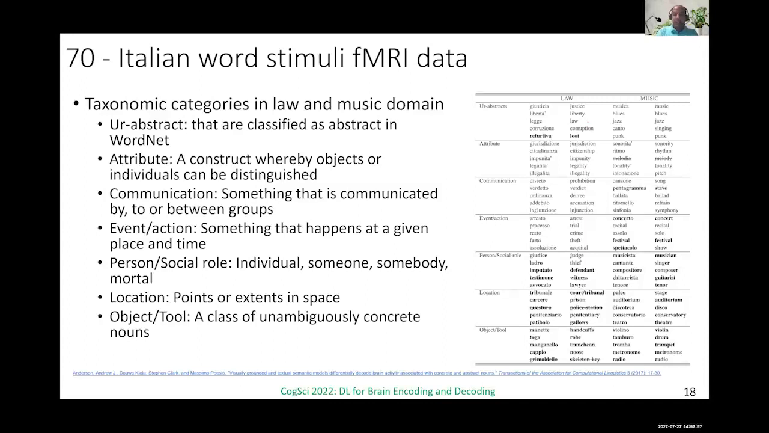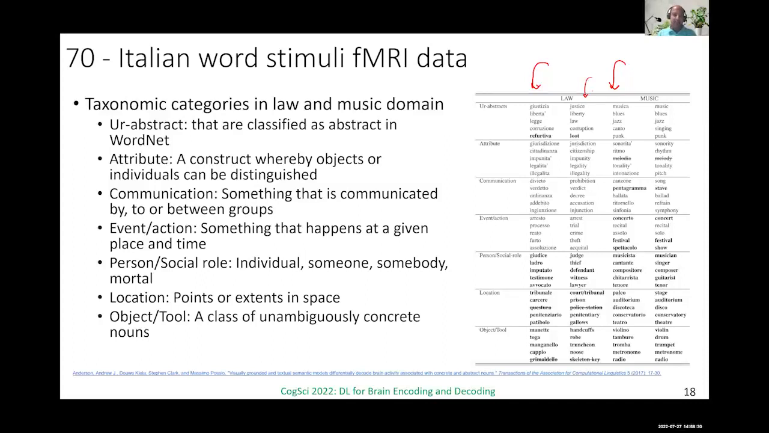So in this Anderson et al. data set, these Italian words were shown. The words belong to two broad categories, law and music. Within that, they were subdivided into 7 taxonomic categories, both in the law domain as well as in the music domain. So that leads to 35 words in law and 35 words in the music domain. There are also English translations of these words, but the participants were shown the Italian words.